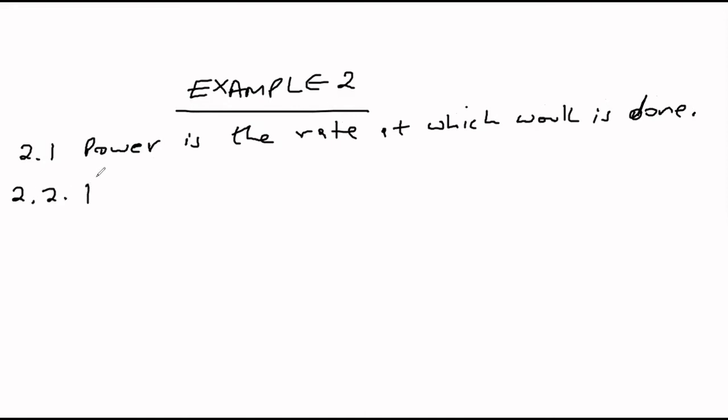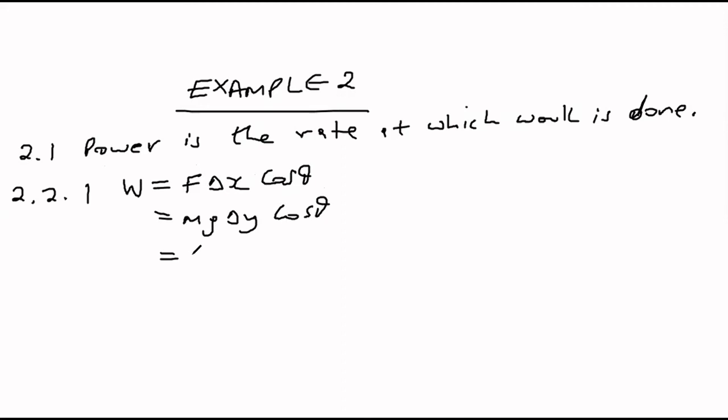2.2.1. We need to calculate the work done by gravity on the cage. So you can say W is equal to F delta X cos of theta, which is the same as mg times delta Y cos of theta. The mass of the cage is 1,200 kilograms and g is 9.8. The height covered is 55 meters. Cos, let's check.